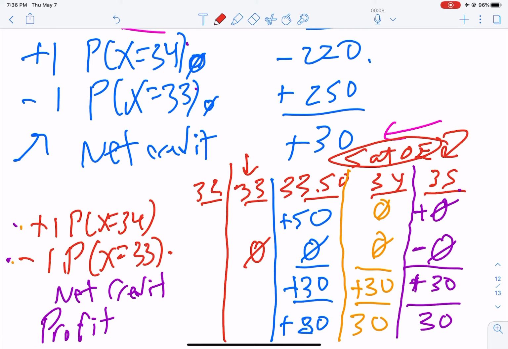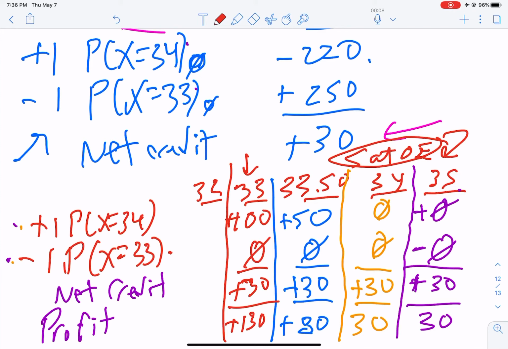X minus s is 34 minus 33, which is 1, times $100. So that's $100. There's my plus 100, there's my 0, and there's my plus 30, the credit I received when I set up this put bear spread, and therefore I make $130.